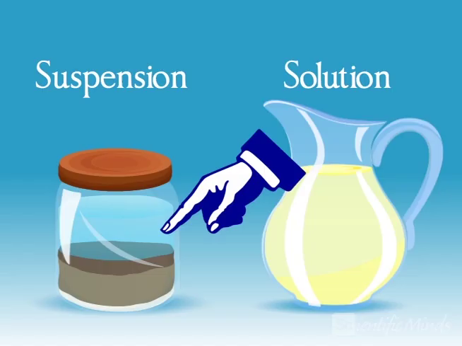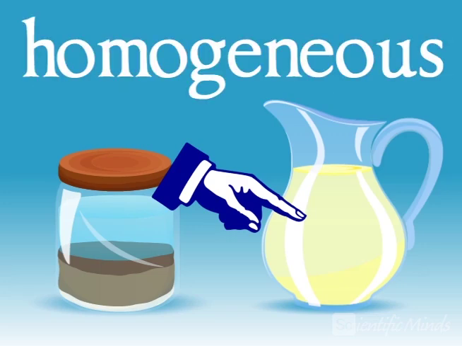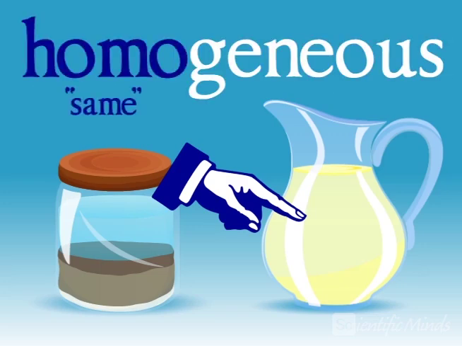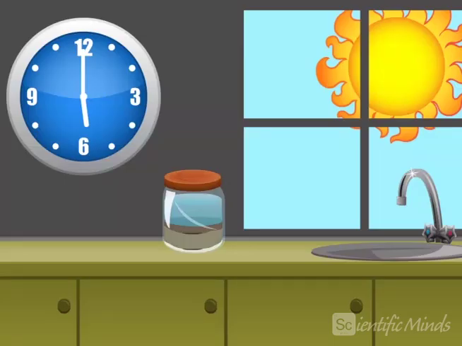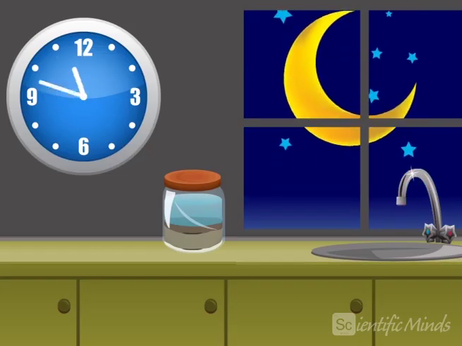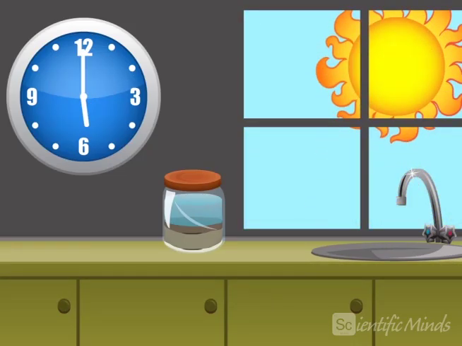Unlike the farmer's suspension of soil particles, his lemonade solution is a mixture of 2 substances that have a uniform composition. A solution is a homogeneous mixture because it is the same throughout. The sugar, the solute, dissolves in the water, the solvent, and won't settle out if the lemonade sits on the counter. In the end, the farmer waits 2 days for the water to clear, and then he marks the 3rd layer of settled particles, the clay.